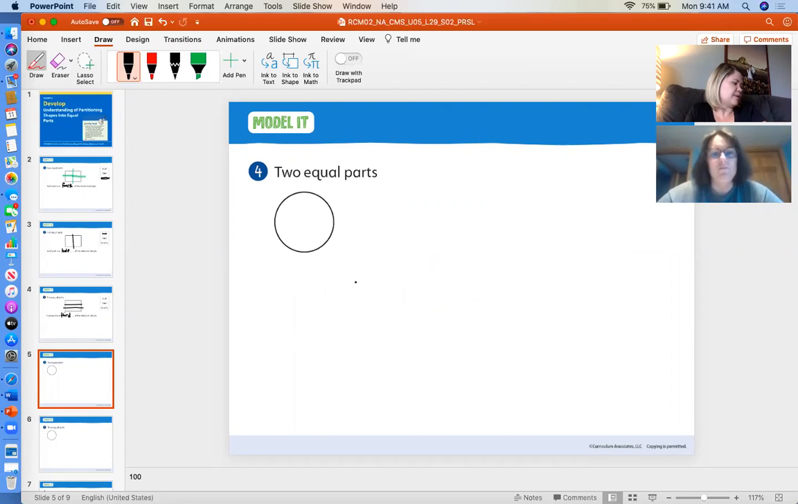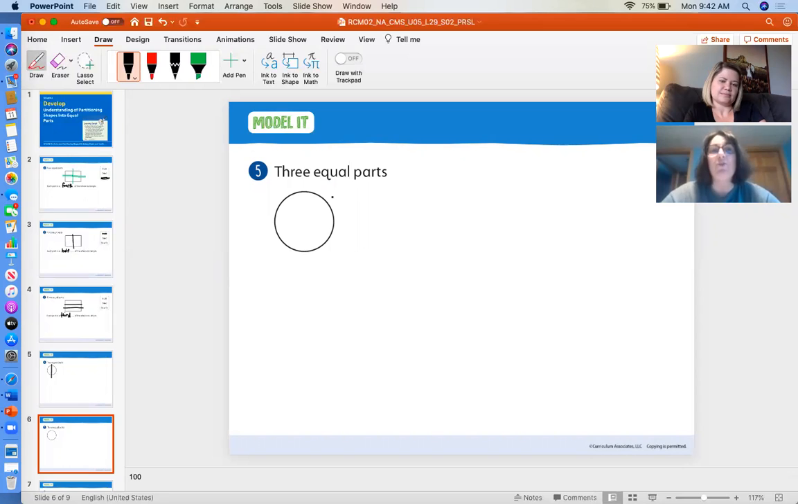Okay, so here we have a circle. How could we cut this circle into 2 equal parts? How could we partition it into 2 equal parts? Well, what did we say 2 parts was called? 2 parts is a half. Okay, so I'm just gonna cut it in half like a pizza. How's that? Perfect. Looks good to me.